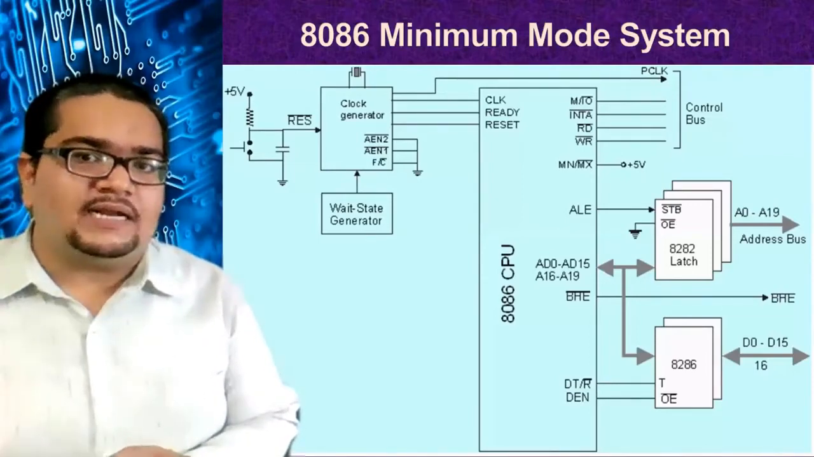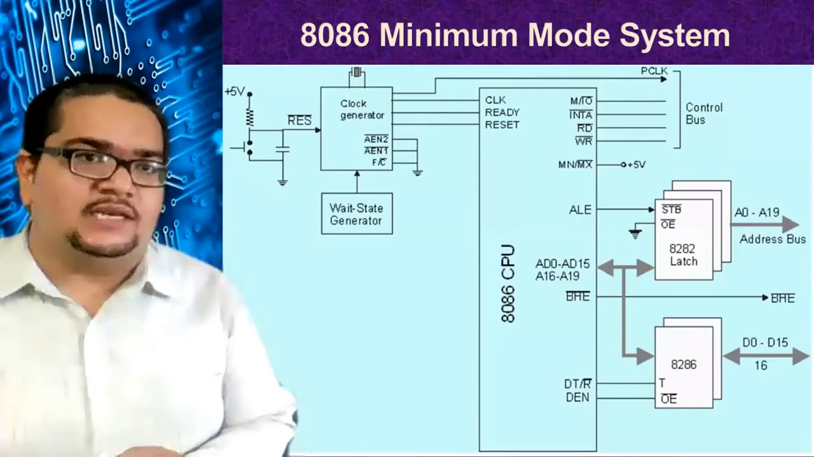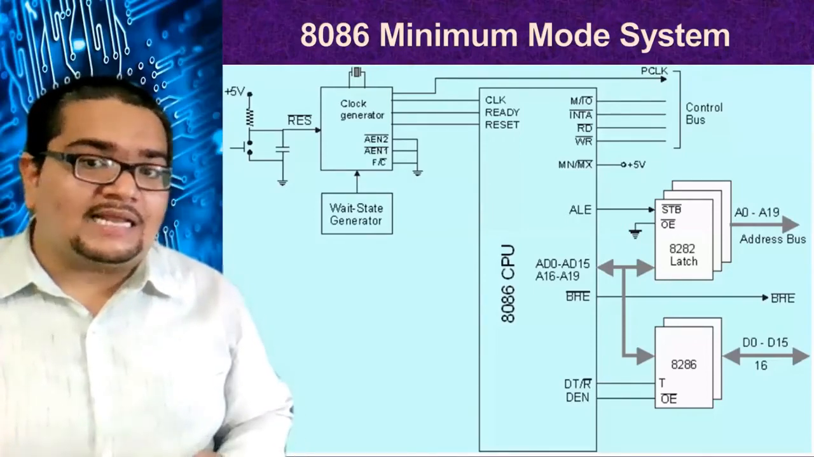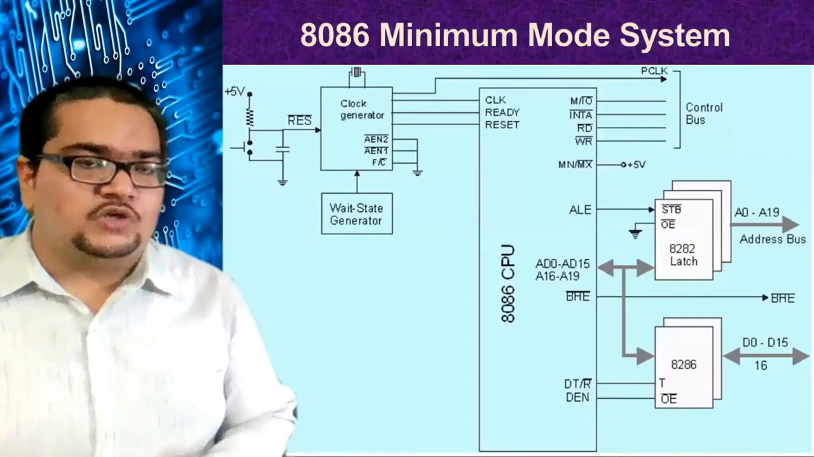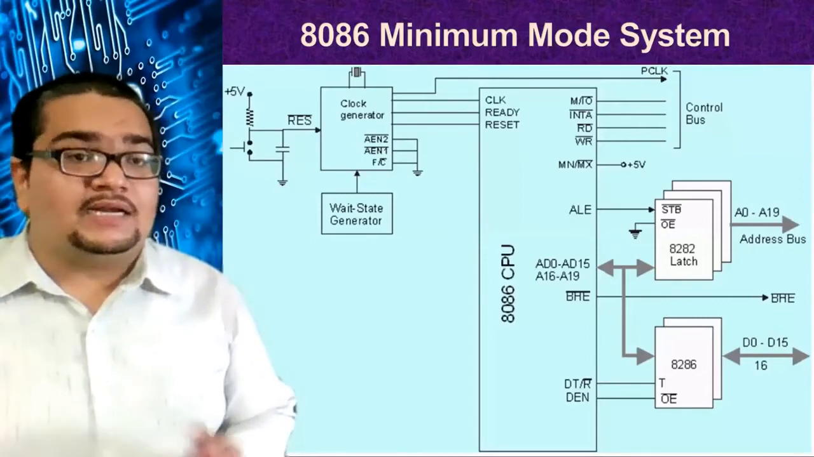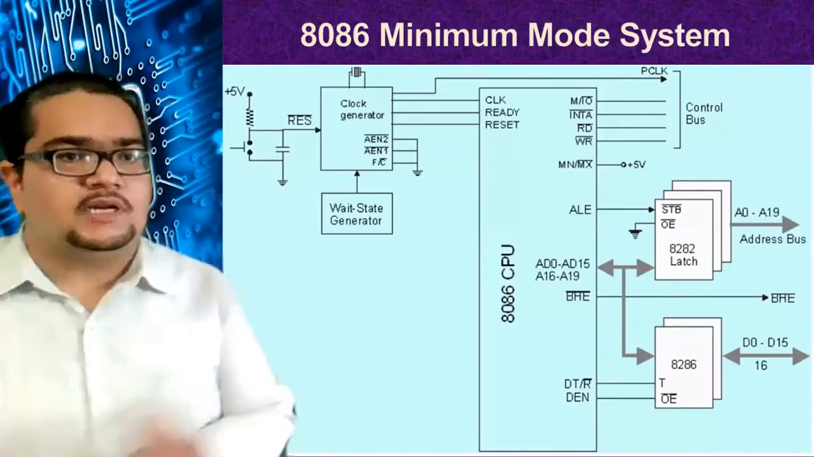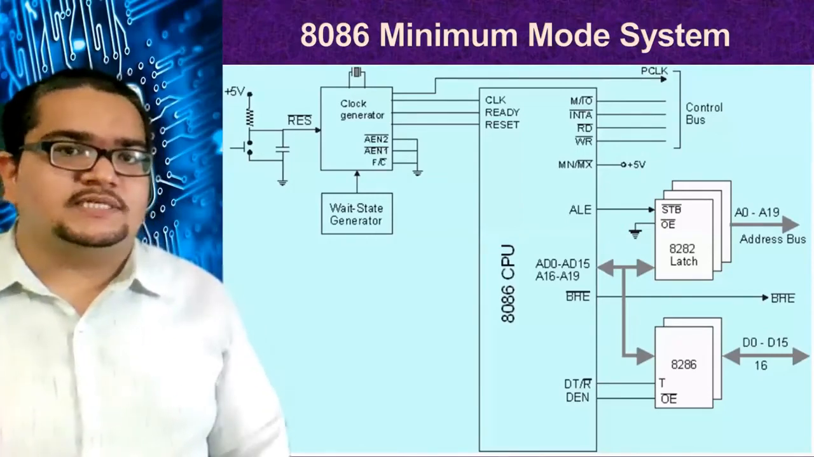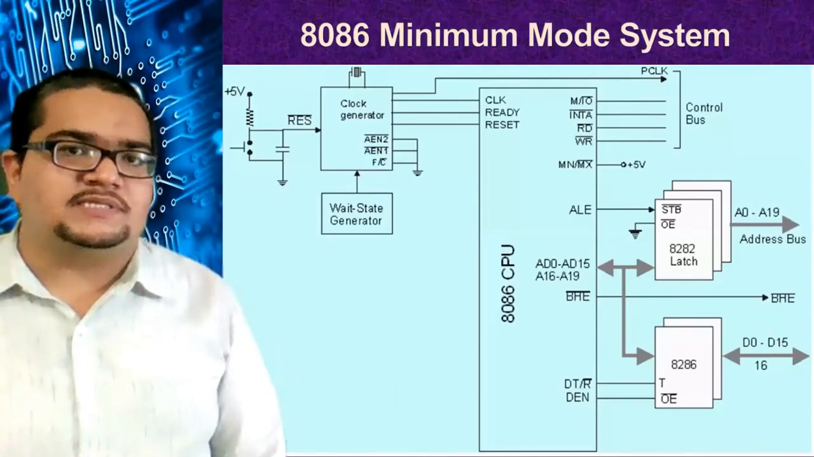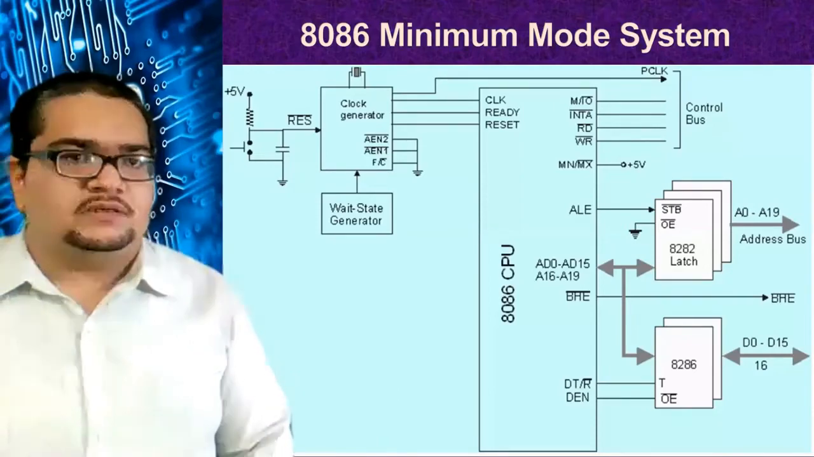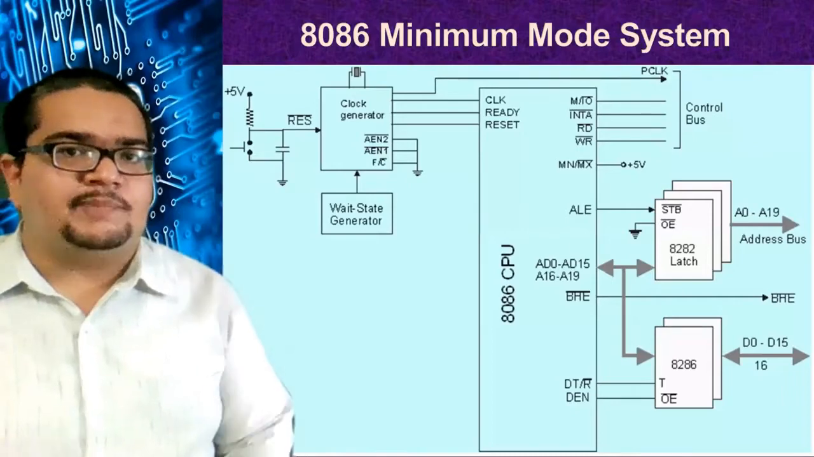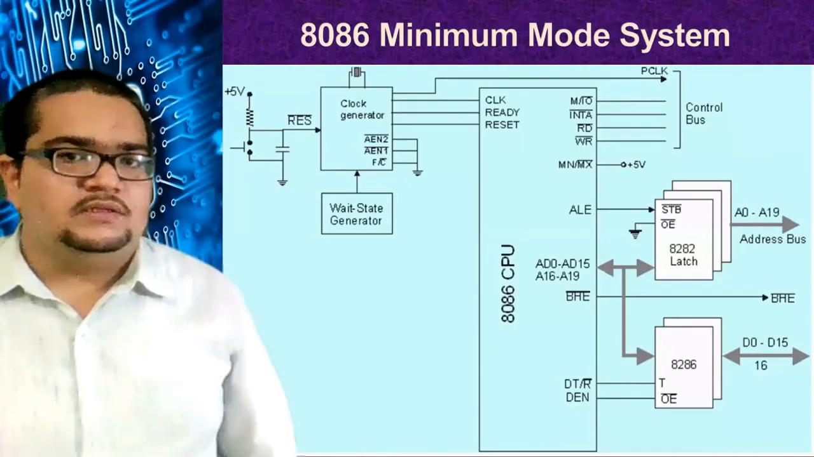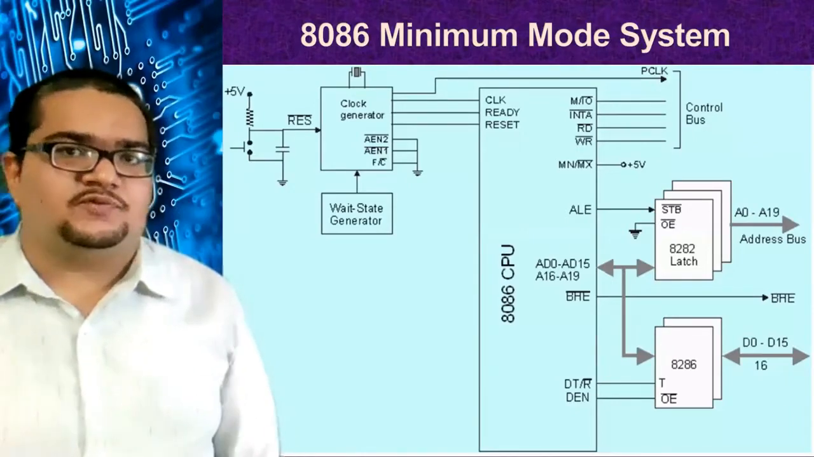Also observe that the address lines are unidirectional, one way. Data lines are bidirectional because data can travel both ways, and the address will travel only one way, from the processor to the outer devices. So this is the minimum mode 8086 configuration system. And here are some control signals, control buses: memory or IO, interrupt acknowledgement, read, write. These you can understand by yourself.